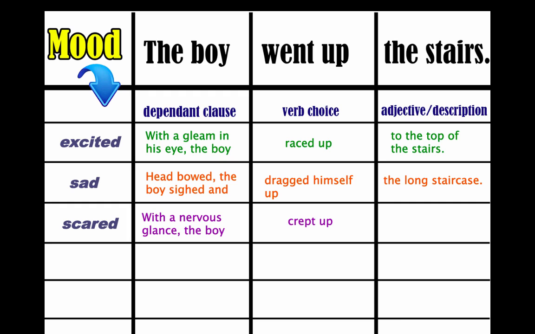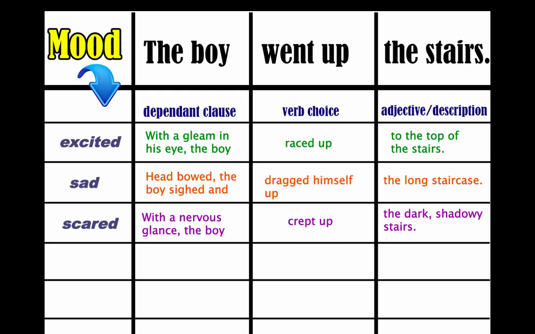We crept up. Now let's describe the stairs to keep the mood a bit scary. What's something that we might say? We might say old, rickety, creaky, shadowy. The dark, shadowy stairs. Okay, let's go ahead and read this one together. With a nervous glance, the boy crept up the dark, shadowy stairs. Ooh, doesn't that bring that mood across quite nicely?